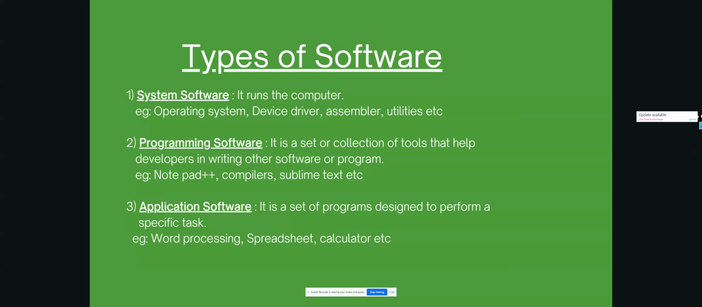What is programming software? Programming software is a set or collection of tools that help developers in writing other software or programs. It is mainly used by developers, because they write programs using some programming language. They write the code to develop the software. That is known as programming software.